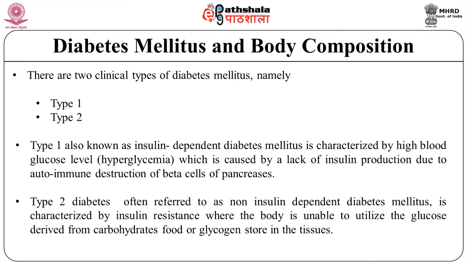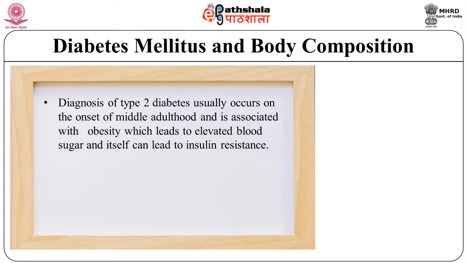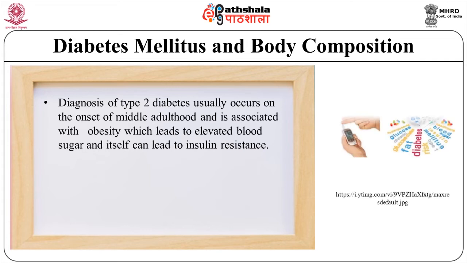Now, type 2 diabetes, often referred to as non-insulin dependent diabetes mellitus, is characterized by insulin resistance, where the body is unable to utilize the glucose derived from the carbohydrates in food or glycogen stores in the tissues. Diagnosis of type 2 diabetes usually occurs at the onset of middle adulthood and is associated with obesity, which leads to elevated blood sugar and itself can lead to insulin resistance.